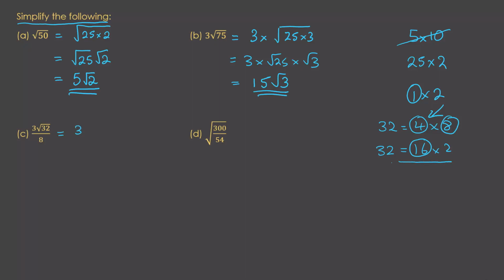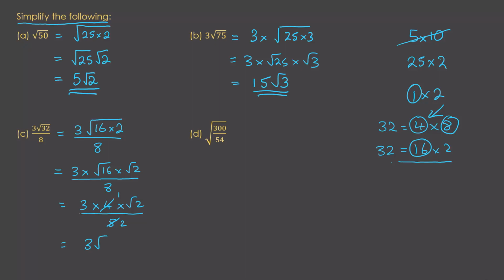So I've got 3 root 16 times 2 divided by 8, which is 3 times root 16 times root 2 over 8, which is 3 times 4 times root 2 over 8. And then I can cancel here. 4 goes in there once, goes in there twice. So I end up with 3 root 2 over 2.